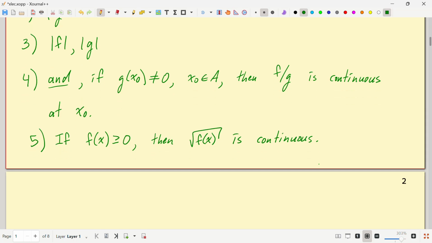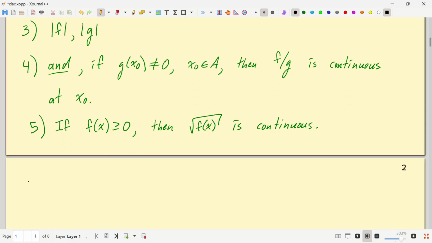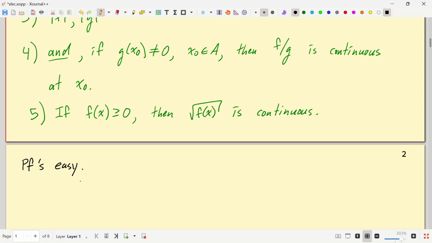And so they pop right out when you're talking about continuity. Okay, so let me think about number 4. So they're all easy. The proofs are easy. I should remark in number 4 that you have to know that if g of x naught is unequal to 0 and it's continuous there, then it's not equal to 0 in a neighborhood. In fact, it's bounded away from 0. For number 4, you need this fact.